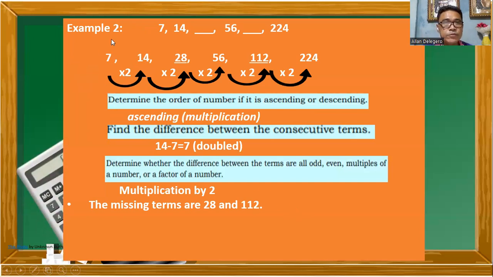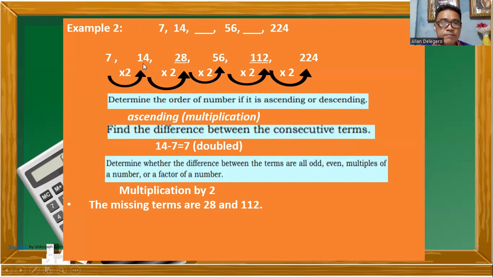Okay, example number 2. 7, 14, blank, 56, blank, 224. So determine the order of numbers if it is ascending or descending. So it is ascending, so the operation to be used is either addition or multiplication. But here, find the difference between the consecutive terms.